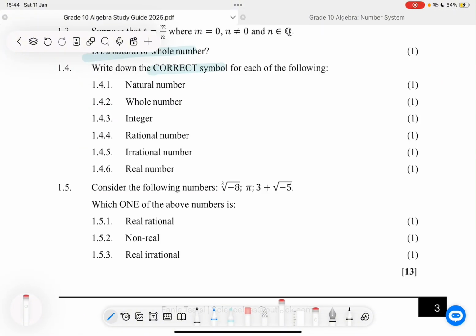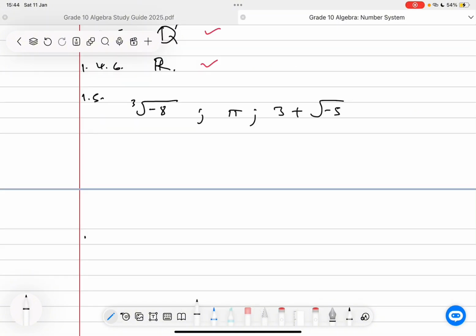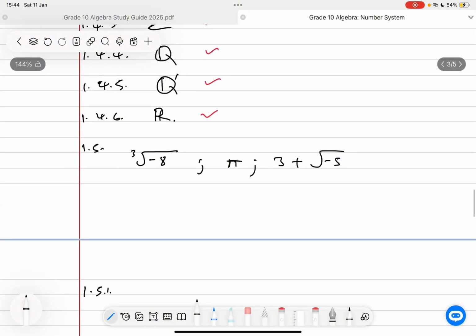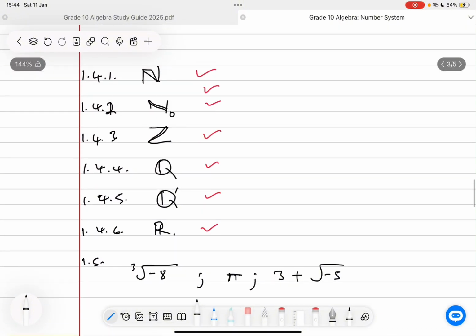They then say to us, which one of the above numbers under 5.1 is a real number? Which one is a real number here? If we look at these numbers, let me use this space here at the top.